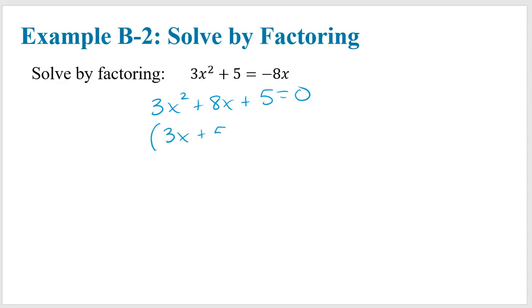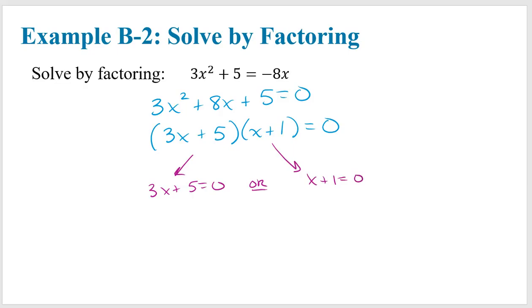So when I do factor that, using whichever method you use to factor that, you should get 3x plus 5 times x plus 1 is equal to 0. Then you will apply your zero product property, set this factor equal to 0, and this x plus 1 could also be equal to 0. So set those both and then solve each subsequent equation.